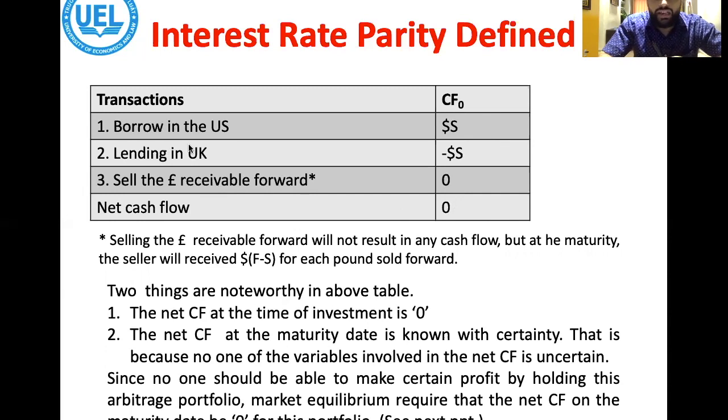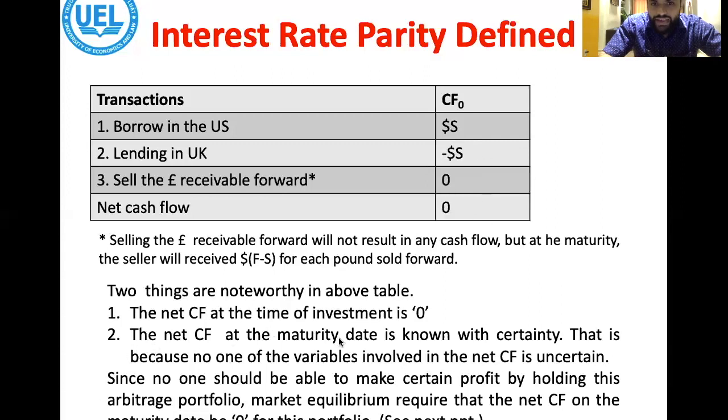Now, we need to focus on two things in this table. First thing is the net cash flow at the time of value is zero. So cash flow is zero. In simple words, we are not making any money at all, whether you choose this option or that option.